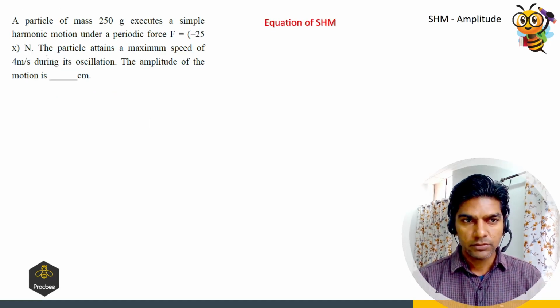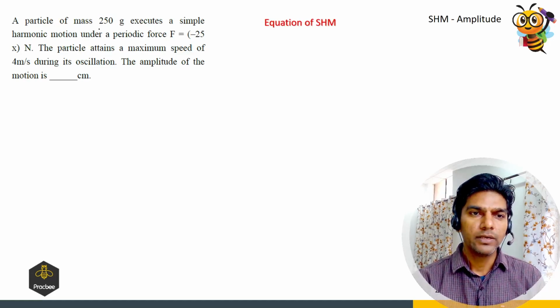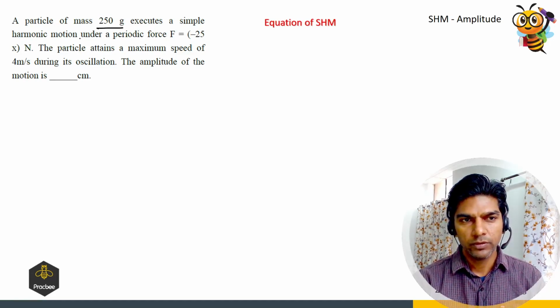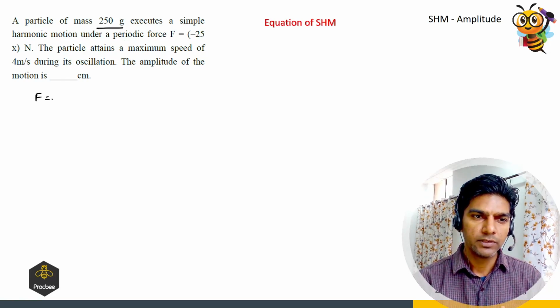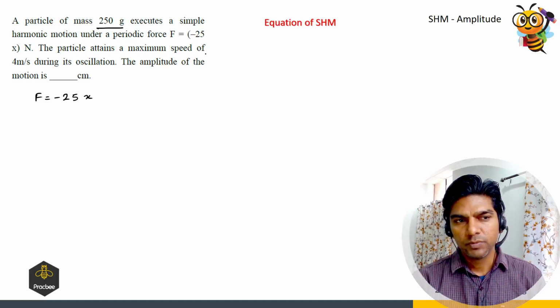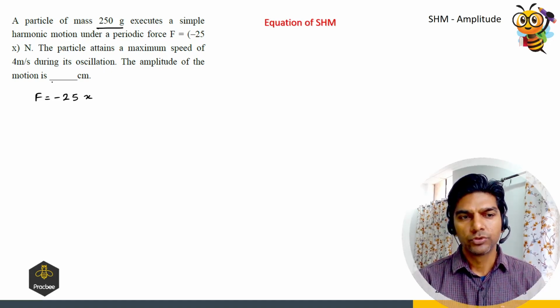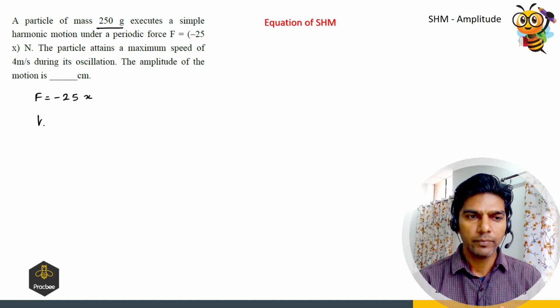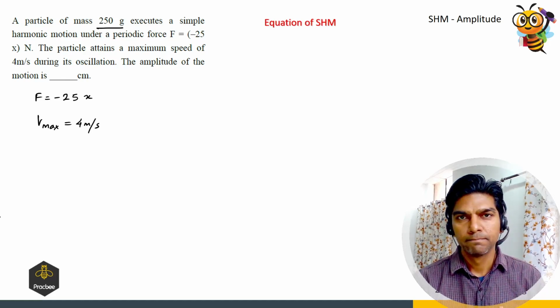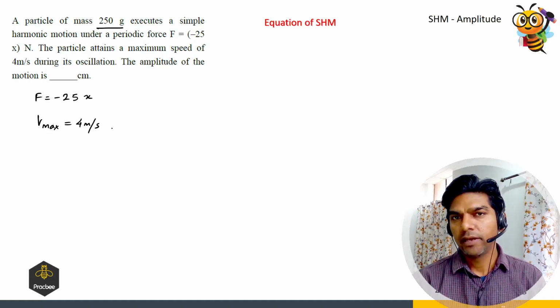Right, so let us see the next illustration. A particle of mass 250 grams executes simple harmonic motion under the force F equals minus 25x. So F is given as minus 25x. The particle attains a maximum speed of 4 meters per second during its oscillation. The amplitude of the motion. So we have given v max, which is 4 meters per second, and we have to find the amplitude.